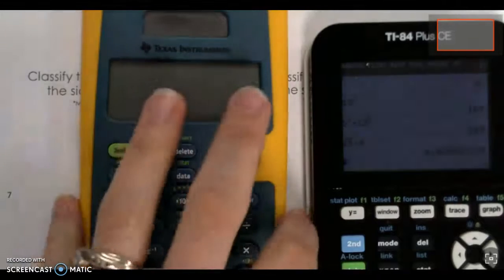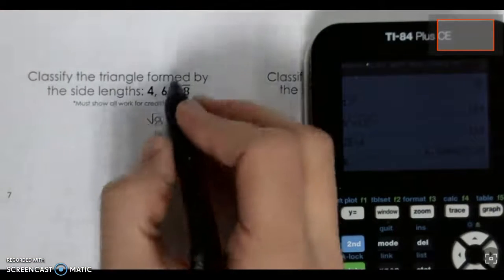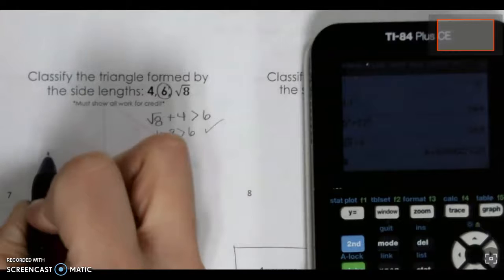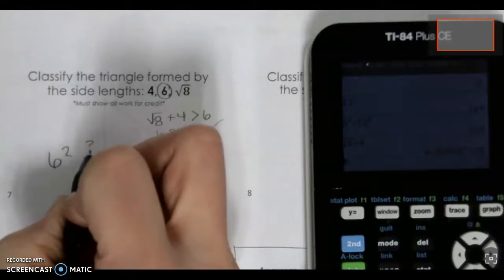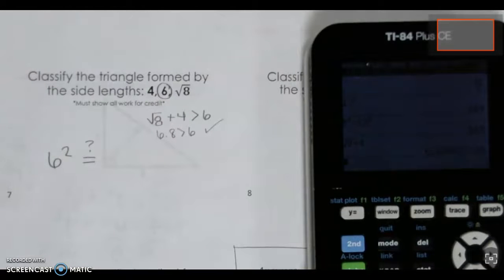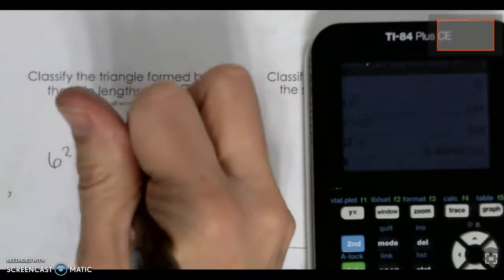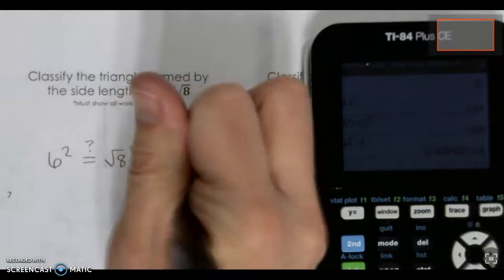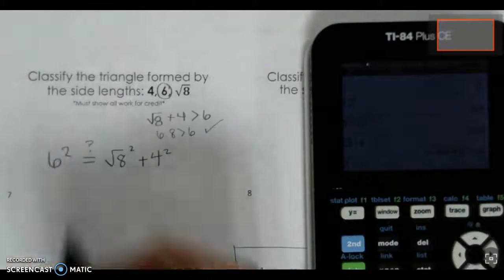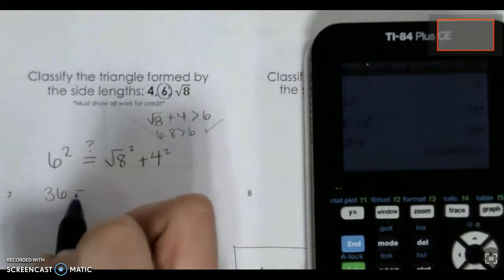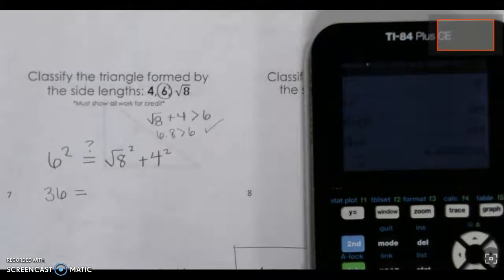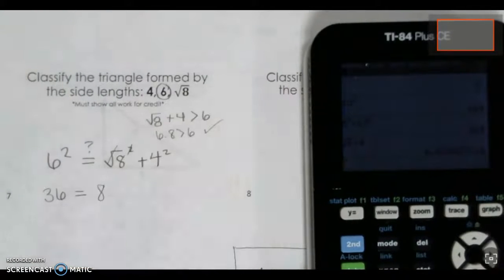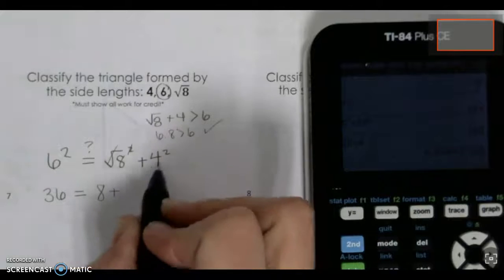All right. Now let's actually go and see. My biggest number is this 6, so I'm going to start with that one. So 6 squared, I'm wondering, is that equal to radical 8 squared plus 4 squared? 36, I got that one, 36. The square root of 8 squared, those are going to cancel each other out. So that's 8 plus, and then that's 16.